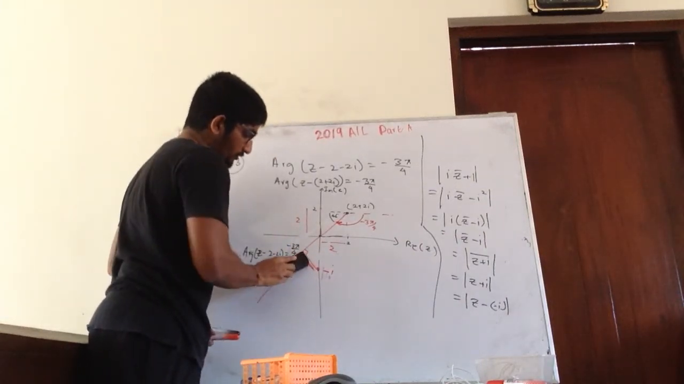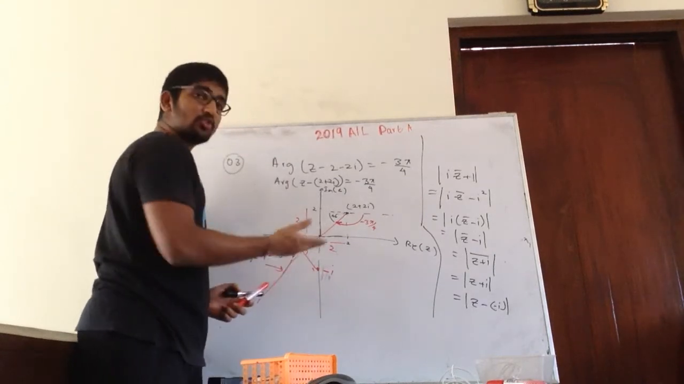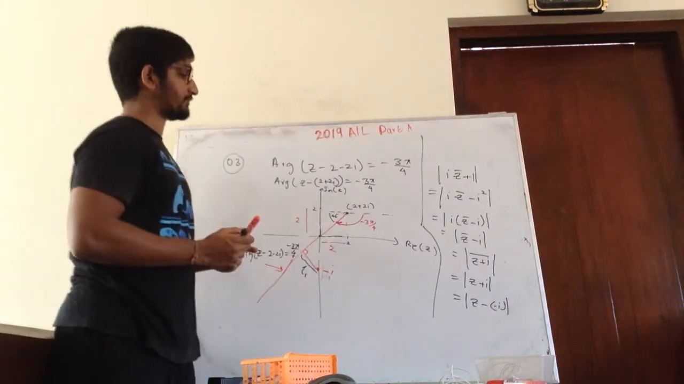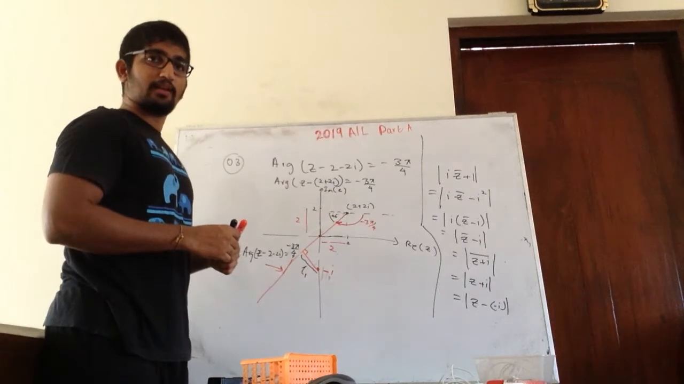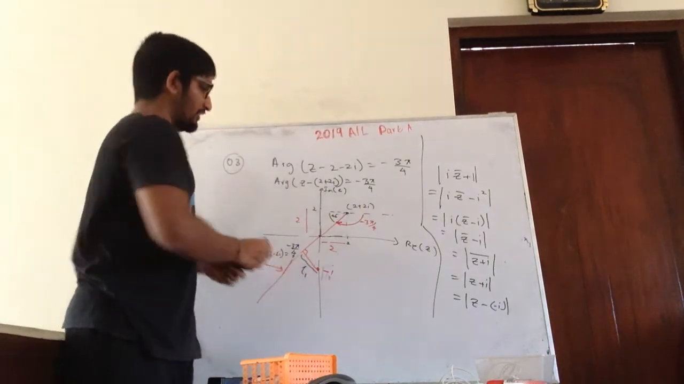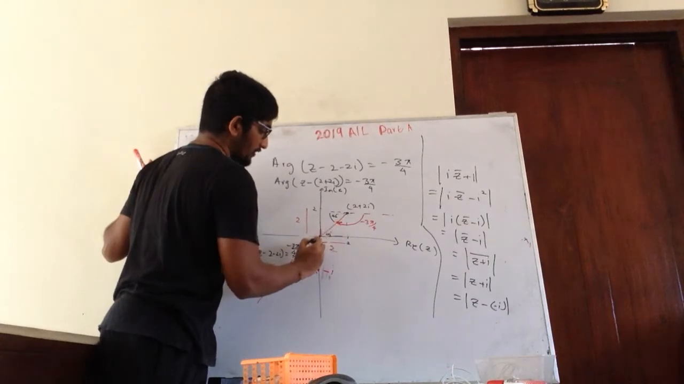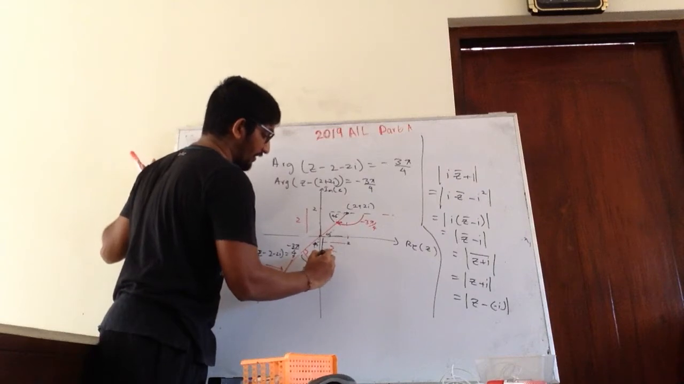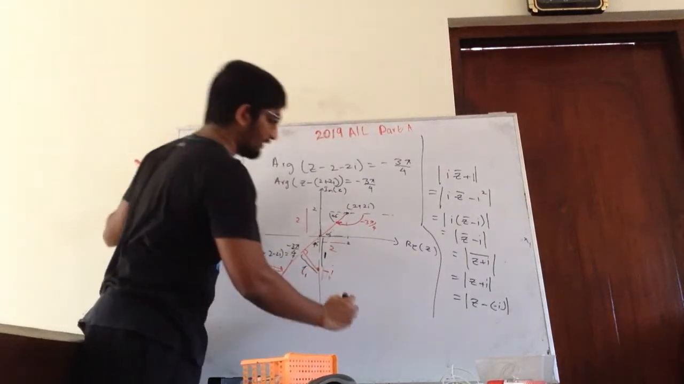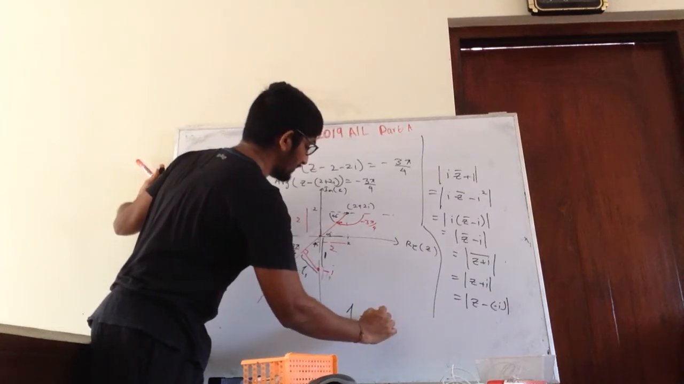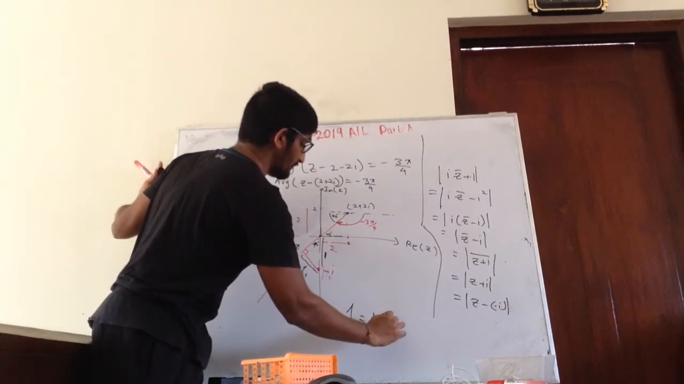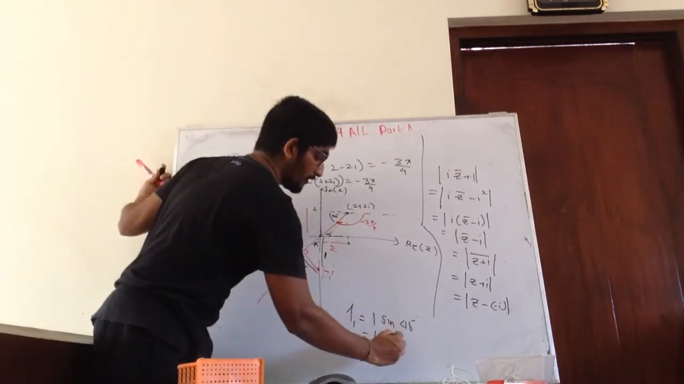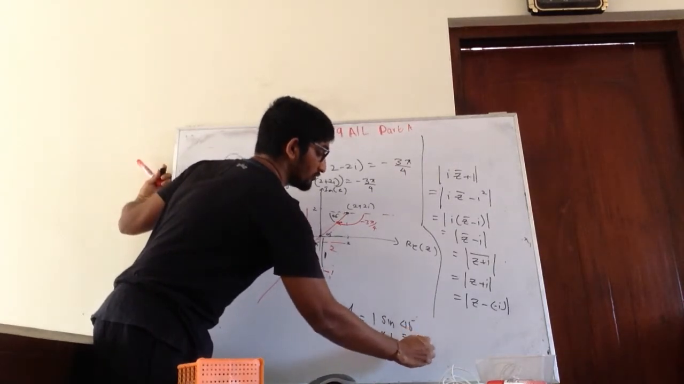So we need to know the minimum distance. Here this is the minimum distance, so I'll name that L1. Now you can find this very easily because this is 45, this is 45, so this is also 45. And this distance is 1. So then you can find L1 very easily. L1 is 1 sine 45, that is 1 over square root 2.